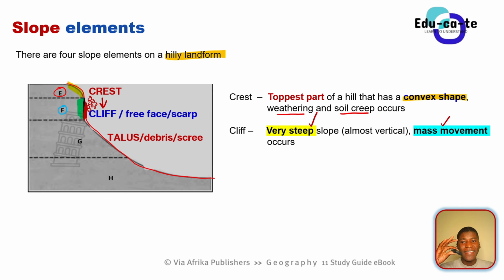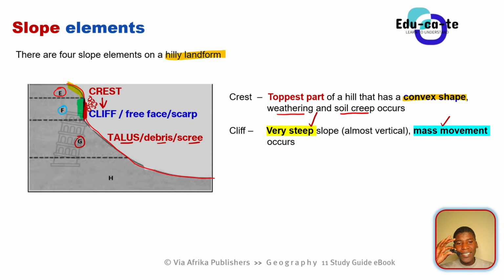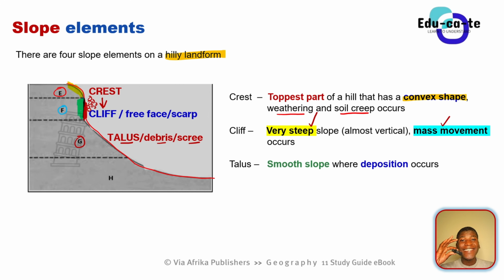Then we've got the third slope, which is slope G in this diagram, and it is known as the talus slope. You can say it's the talus slope, or the debris slope, or the scree slope. So it has three other names, basically. This scree slope is basically a smooth slope.